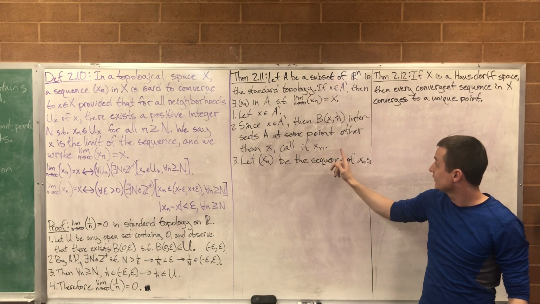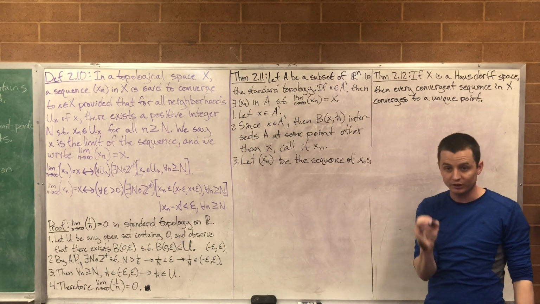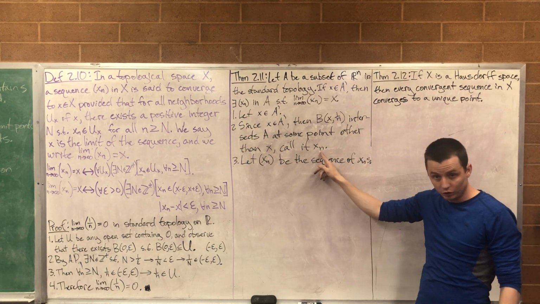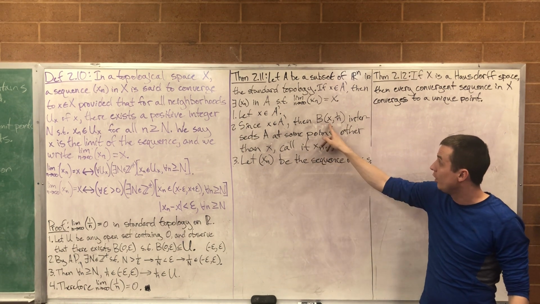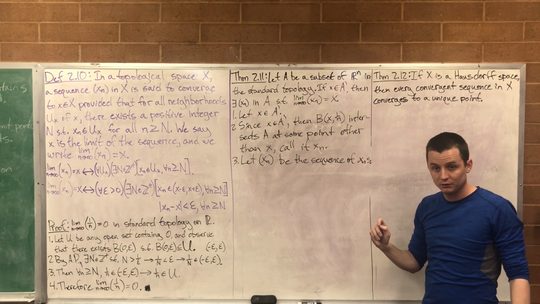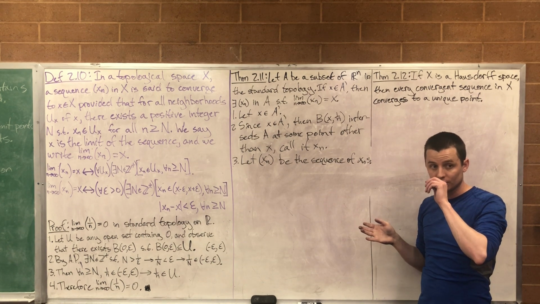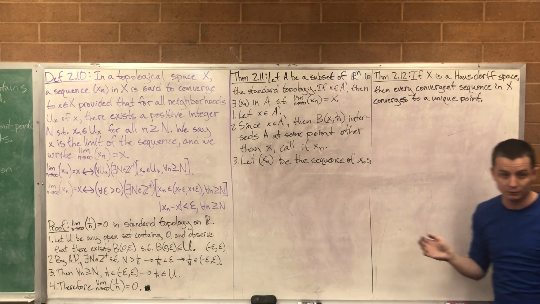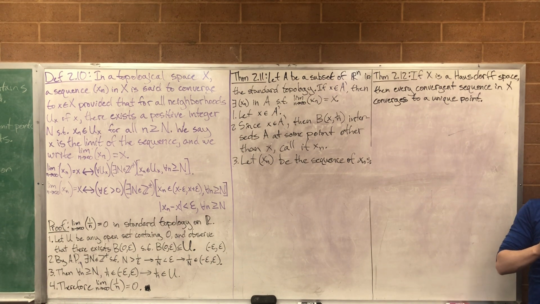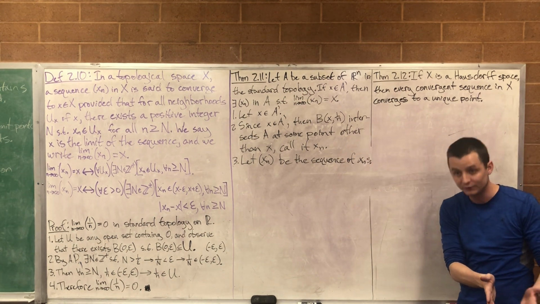Okay. So x sub 1 is where the ball centered at x with radius 1 intersects A. X sub 2 is a point where the ball centered at x with radius 1/2 intersects A. Make sense how I'm defining my sequence? Everyone good up to the point where I have my sequence? Does it make sense that my sequence is in A? Yeah, because it's a point where these open sets intersect A. So my sequence better be in A.